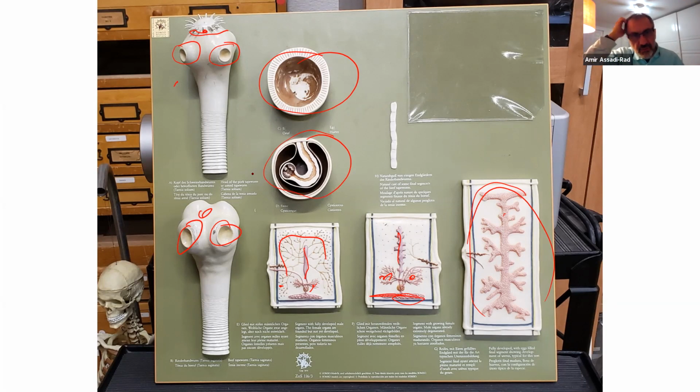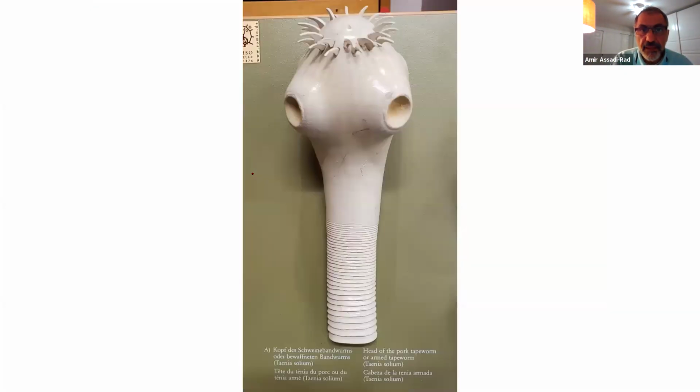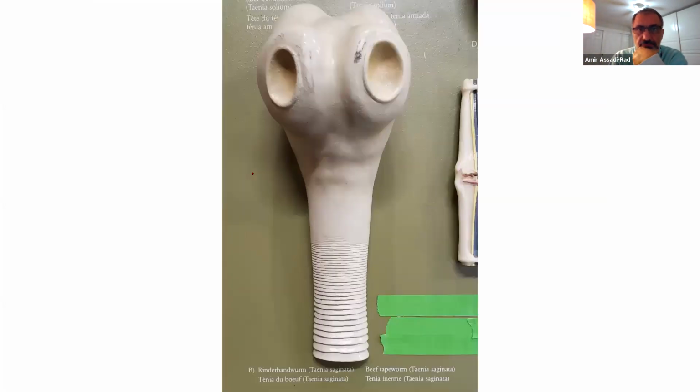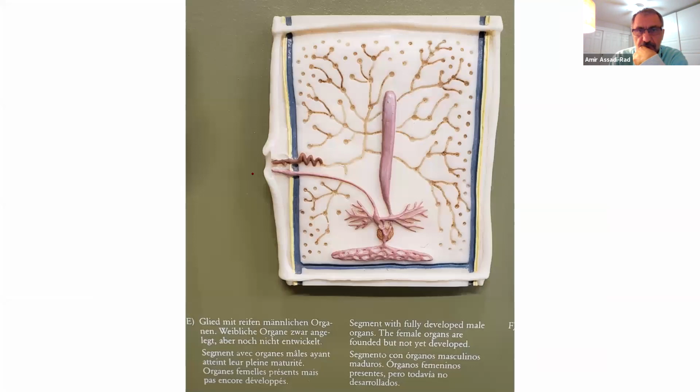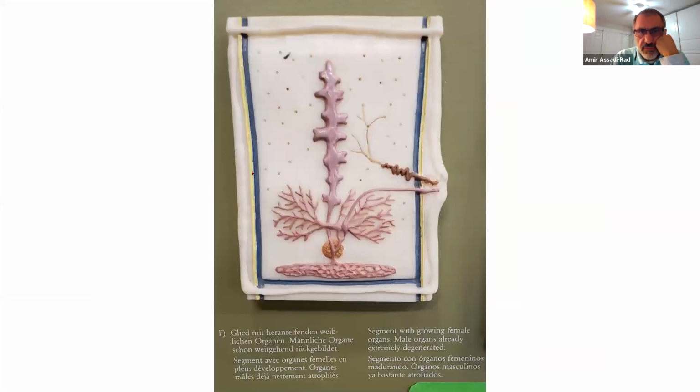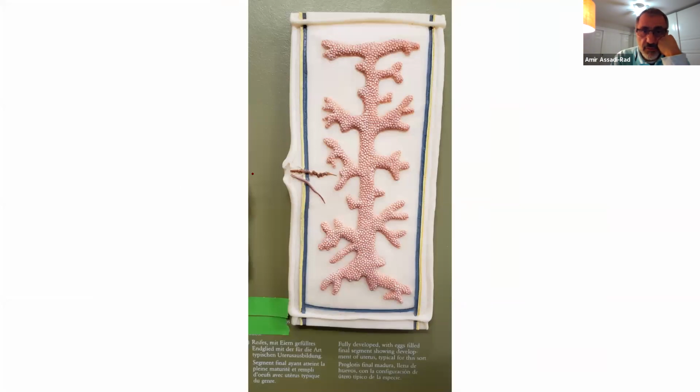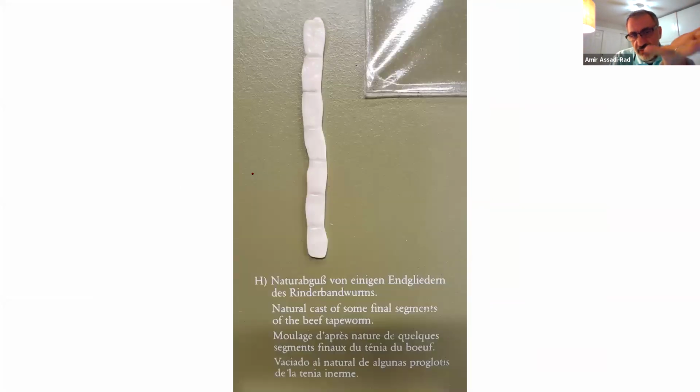Okay, so this is Tinea. Let's go. Tinea solium in pork. We talked about it. Tinea saginata, eggs, and cysticercus. Mature proglottids, well, immature, mature. This is the ripe proglottid, no question asked. And this is the actual size of the tapeworm they're showing you.